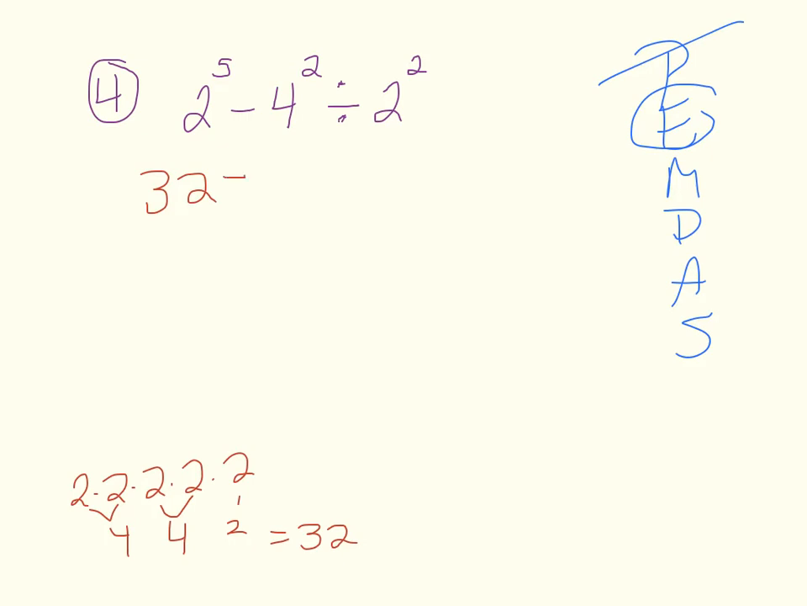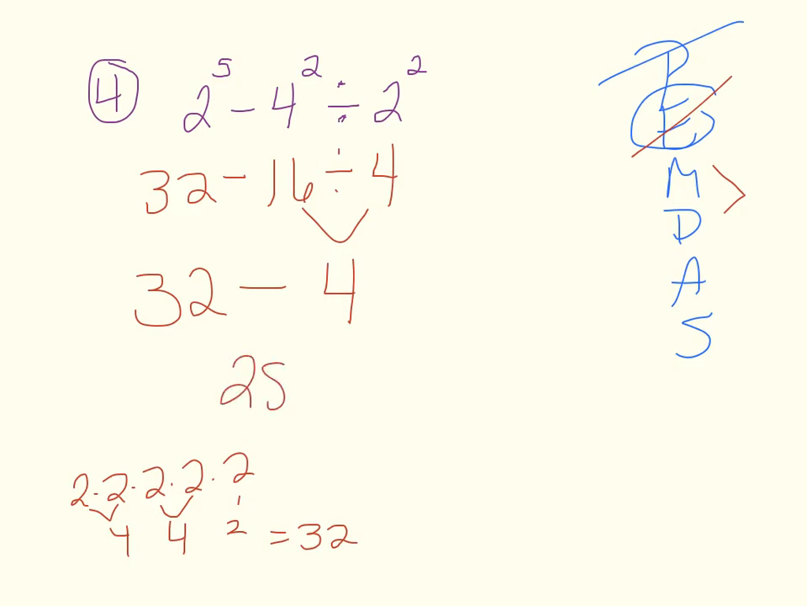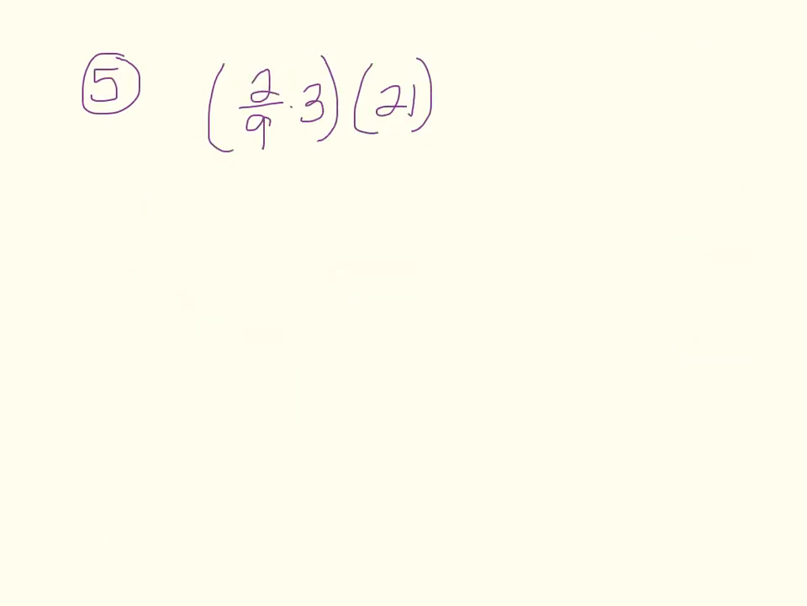4 to the second is 16, divided by 2 to the second, which is 4. Okay, so I got rid of our exponents. Multiplication or division. There's division. So 16 divided by 4 is 4. And then 32 minus 4 is 28. Okay. Next one.